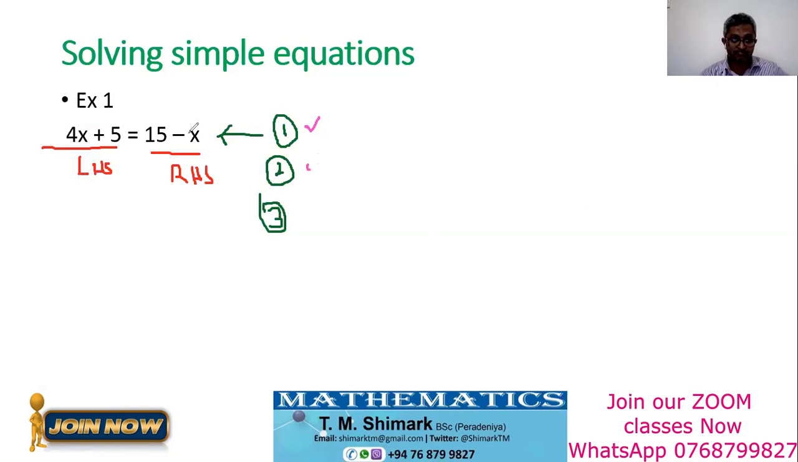And the third thing is how to solve this. How to solve is very simple. What we have to do is make x the subject. Bring the x's to one side and then you will get the answer. So 4x plus 1x, so minus 1x goes to the other side, so it's going to be 5x. So 15 minus 5 is 10, so x is going to be 2. That is the answer.